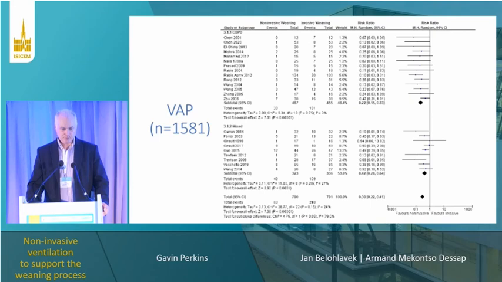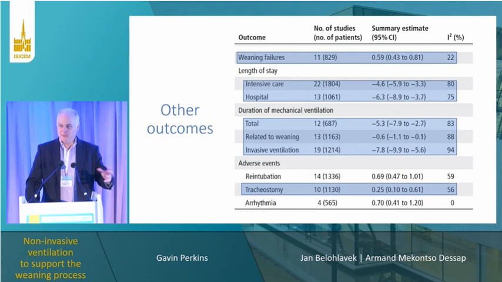Ventilator-associated pneumonia shows consistent benefits for both those with predominantly COPD and also the mixed etiology. And if one then looks at the host of other outcomes included in that review, fairly consistently across the other outcomes, and this is now for the combination of the two populations, there are positive benefits in terms of weaning success, reduction in intensive care and hospital length of stay, spending less time weaning and less time requiring invasive ventilation, and a reduction in the proportion of patients proceeding on to tracheostomy.